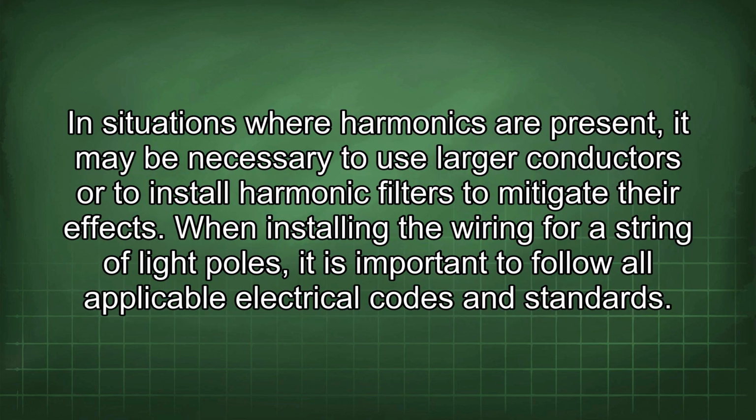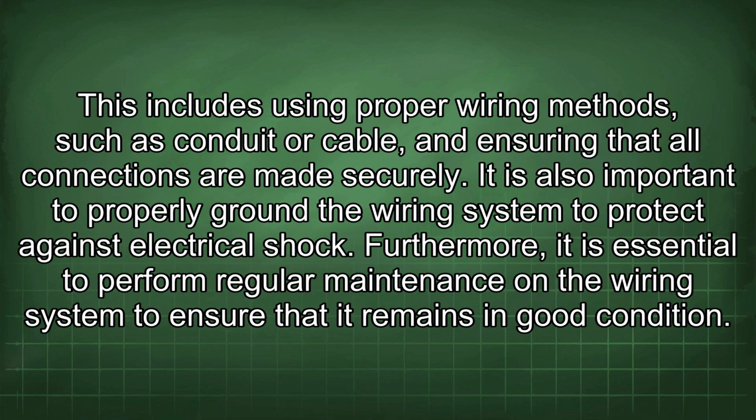In situations where harmonics are present, it may be necessary to use larger conductors or to install harmonic filters to mitigate their effects. When installing the wiring for a string of light poles, it is important to follow all applicable electrical codes and standards. This includes using proper wiring methods such as conduit or cable and ensuring that all connections are made securely. It is also important to properly ground the wiring system to protect against electrical shock.